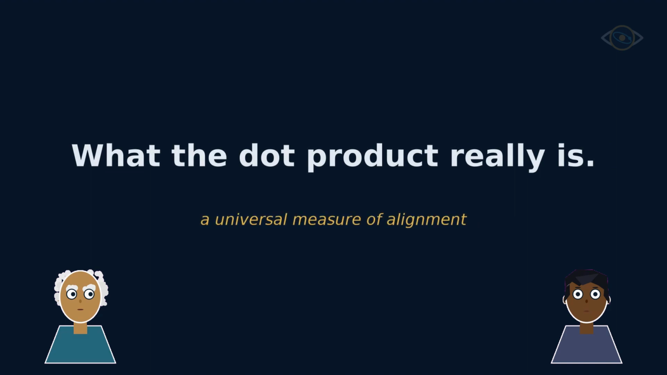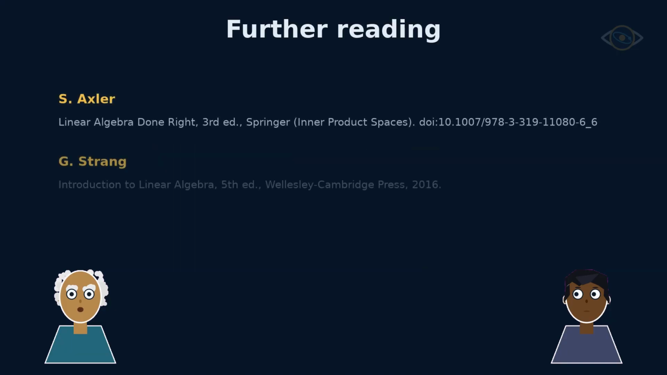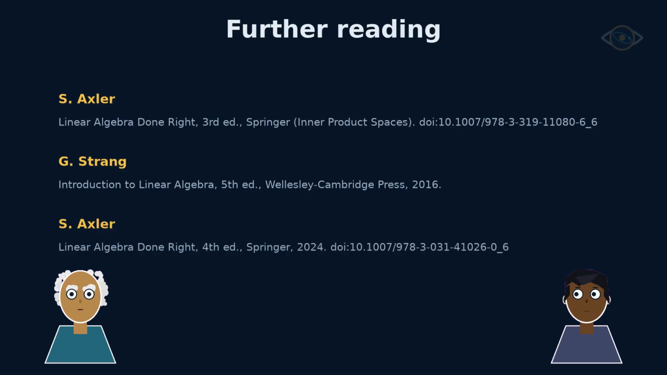So the whole thing is one sentence. The dot product measures how much two vectors agree, as a shadow, as a cosine, and a matrix is just many of them at once. That's it. A single sum of products, carrying the geometry of angle and projection into any dimension you like. If you want the rigorous version of all this, these texts build the inner product from the ground up.